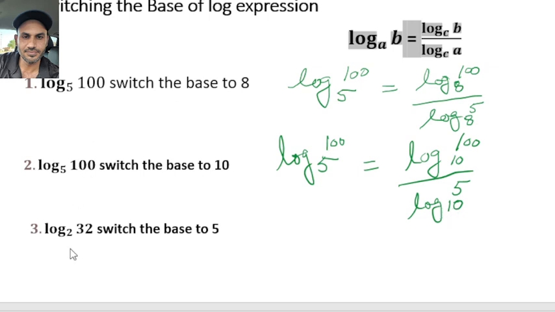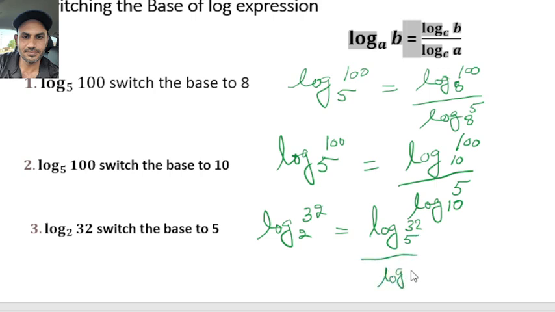All right, so now let's go ahead and do this last one. We have a log of 32 with base 2. We want to change the base to 5. So I'm going to write it down. Log of 32 with base 2. This is our original, and we want to switch the base to base 5. So it's going to look like log of 32 with base 5 divided by log of 2 with base 5.